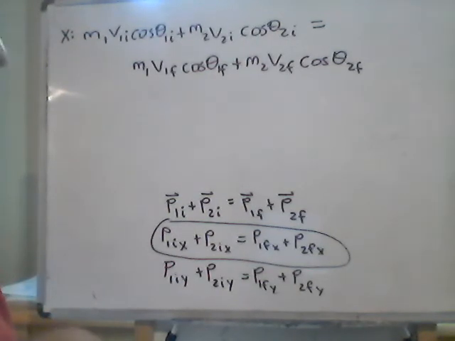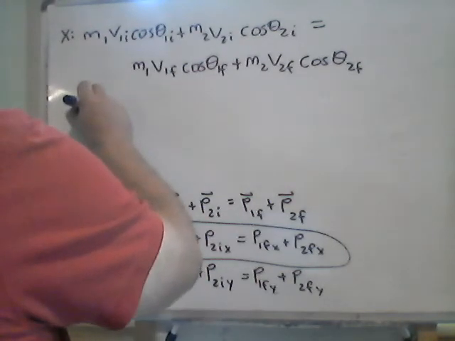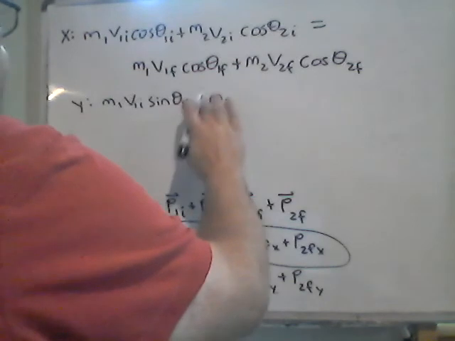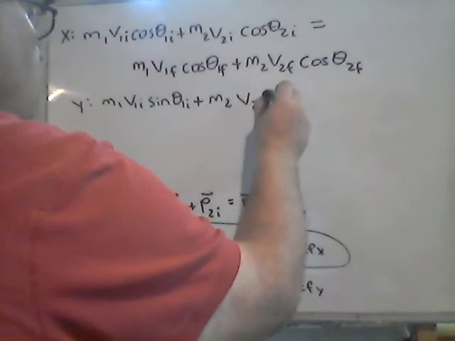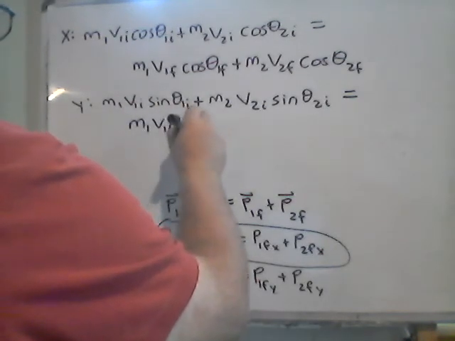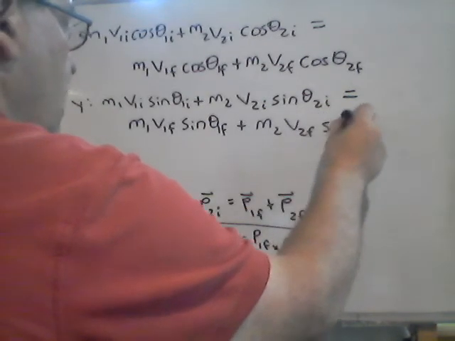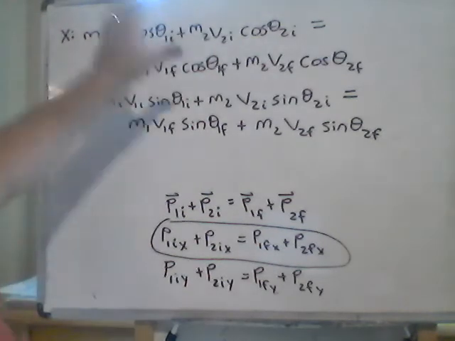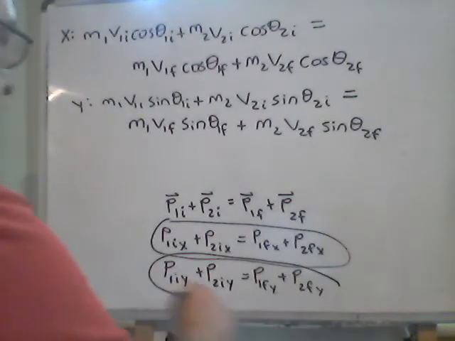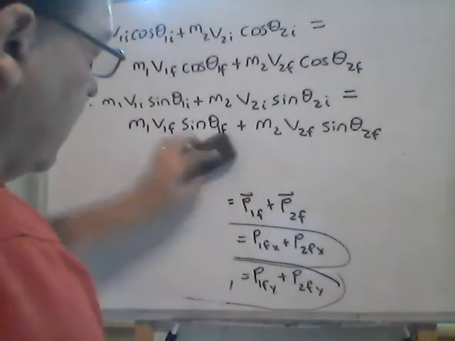As you can imagine, the y component equation looks very similar, except I will replace all the cosines with sines. So in the y component, I would write M1 V1i sine of theta 1i plus M2 V2i sine of theta 2i equals M1 V1f sine of theta 1f plus M2 V2f sine of theta 2f. Again, all I've done is replace all the cosines with sines. All right, and so it looks nasty. But again, all I've done is rewrite this in terms of the components. These are the most general momentum conservation equations you can have in two dimensions.